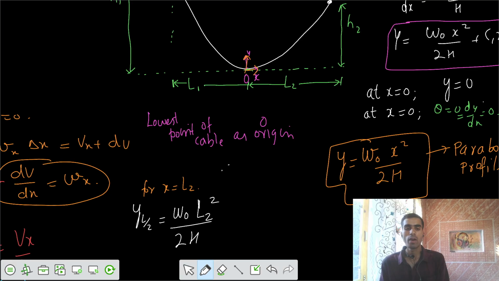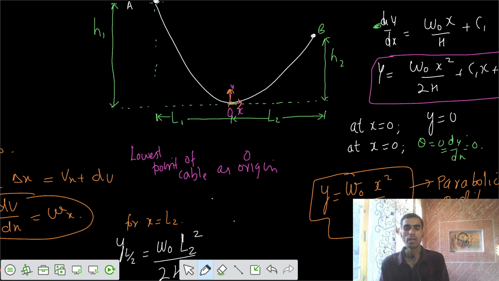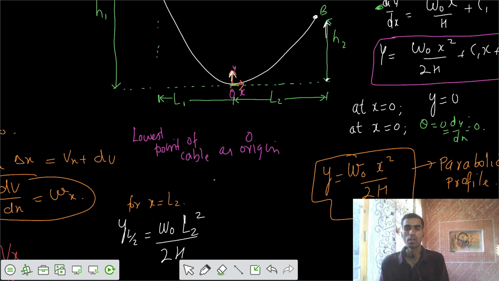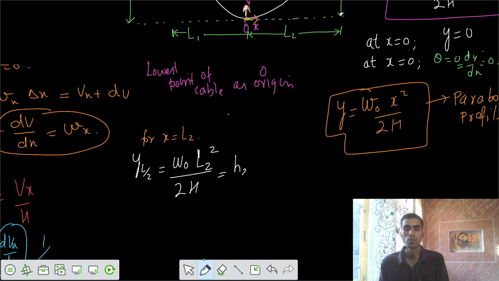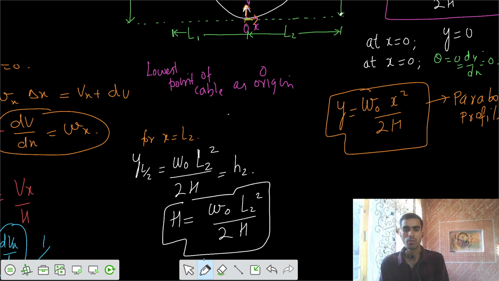Can you tell me what's the value of y at L2? What is the ordinate of y when you go from that origin to the length of L2? At that location, we have the ordinate of h2, so we can write that y at L2 is equal to h2. So finally, I would say the horizontal component of the tensile force in the cable, H, is equal to W naught L2 square by 2 times h2. So you got the first equation for the horizontal.